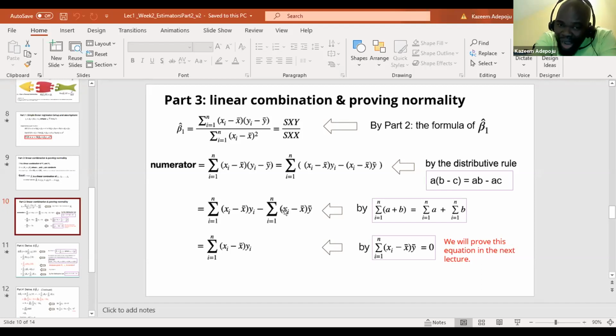Now, what is summation x? Don't forget that x bar equals summation x over n. Therefore, summation x is the same thing as n x bar. So n x bar minus n x bar is going to be 0. So this entity right here is 0, and when it is 0, this is what you're going to have. Don't worry, I'm going to show you how we can prove that again.